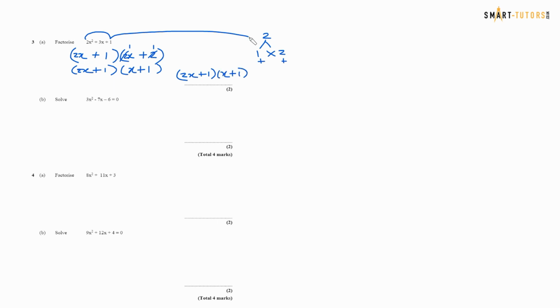B part, solve 3x squared minus 7x minus 6. Again, decomposition method. So 3 times 6 is 18. We need to find the factors of 18, 2 times 9 is 18. So for negative 7, we need to put minus 9 and plus 2. So this is the factor: plus 2 times minus 9 equals minus 18, and plus 2 plus minus 9 is minus 7.